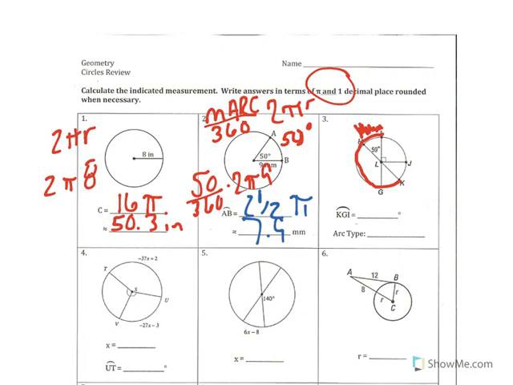The rest of this, if you notice, is cut by a diameter, which means that this part of the circle is 180. So all we have to do is add 59 plus the 180. So our answer will be 239 degrees.